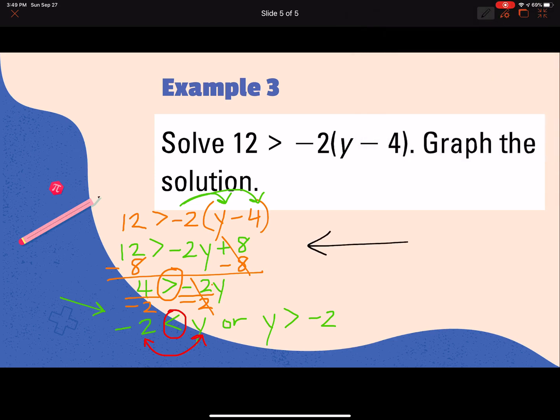So for our graph, we're going to focus our midpoint on negative 2. And we are going to go 1 to the right and 1 to the left. And again, we're on the negative side, so we're going to have a negative 3 and a negative 1. Look at your inequality sign. This is going to be what type of circle? Open. And now that we've flipped it, we know that our arrow needs to point to the right. So we want y to be greater than negative 2. We can also go above the number line if you prefer.